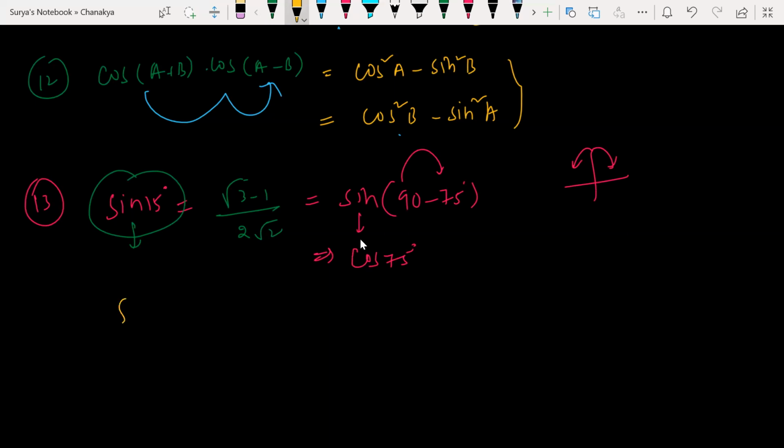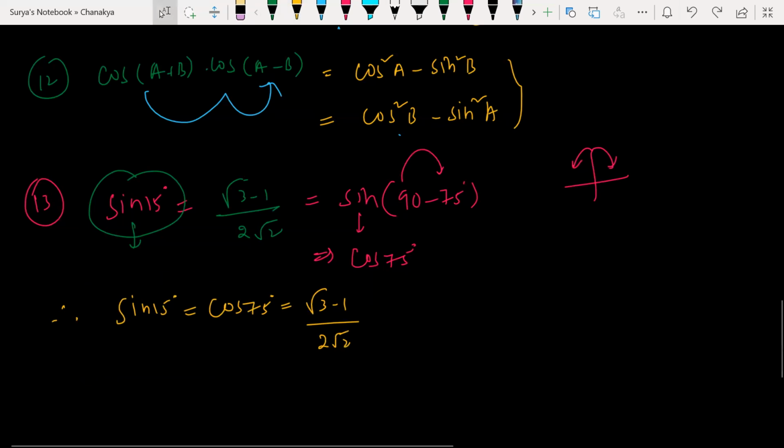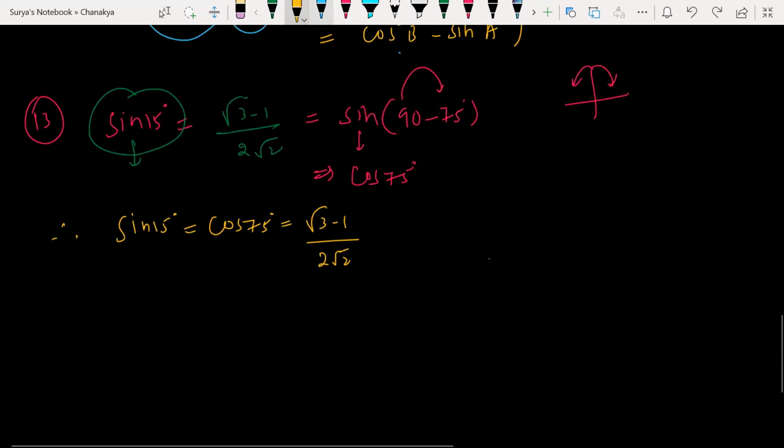So therefore sine 15 degrees is equal to cos 75 degrees. Both give you the same answer. Okay? Clear? Hope it is clear with everyone. Next, the 14th formula.